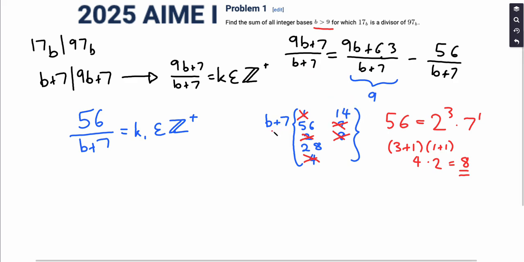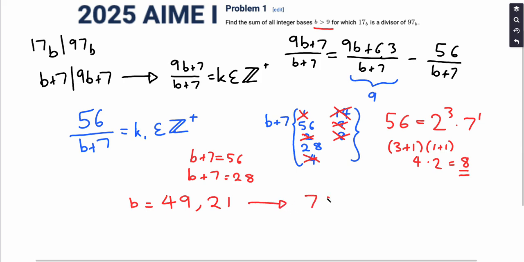Now, there's one more. b plus 7 cannot equal 14 because if it does, b will equal 7 and b will not be greater than 9. So now the only conditions we have for b plus 7 are either b plus 7 equals 56 or b plus 7 equals 28. The first one gives us 56 minus 7, which is 49, and the second one gives us 28 minus 7, which is 21. And so adding both of these up, we get that our answer is going to be 70.